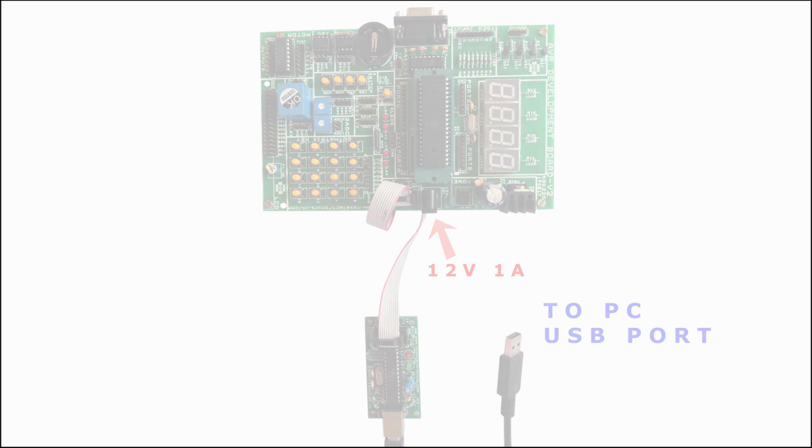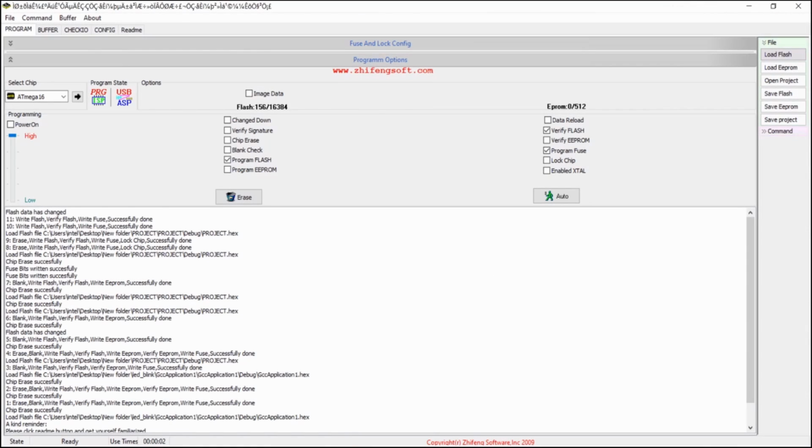Once you have done this, open the Program ISP software and choose the required microcontroller in the Select Chip drop-down box. Then you just want to check this Program Flash checkbox and then check this Program Fuse and Verify Flash checkbox. And then you just want to set the clock to external crystal oscillator in the fuse bits configuration.